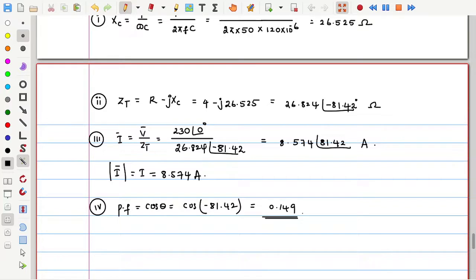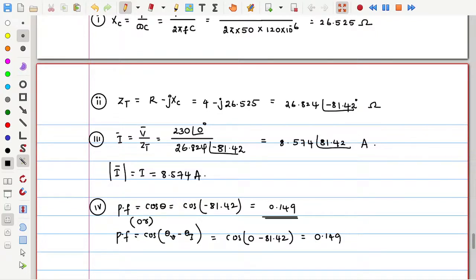0.149. Okay. So we can also calculate this power factor in another way: if we know the angle of the voltage, let me write theta V minus theta I. This format means theta V is the angle of the voltage, theta I is the angle of the current. So cos of, how much is the angle of the voltage? 0. How much is the angle of the current? See here, 81.42. So which gives the same thing again. Okay. So you can calculate in another way like this.